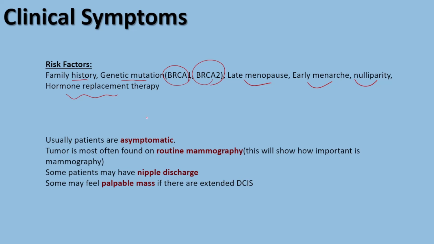Usually the patients who are suffering from DCIS are asymptomatic because the tumor is actually very small and is not palpable in the breast, and the tumor is usually found during the routine mammography in this group of patients. The patient may have a nipple discharge, and if the patient has a palpable mass, it means that the ductal carcinoma in situ has actually extended to the stroma of the breast.